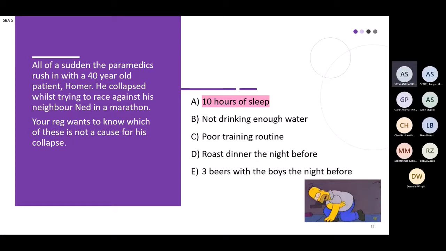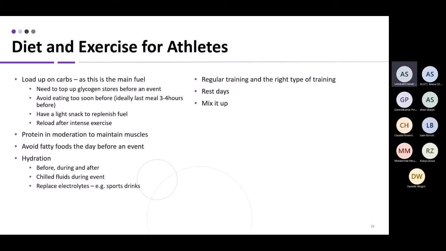Just going on to option D. This is a very heavy fatty meal. It's actually recommended to have a more carbo-loaded meal the night before an event, so your body has sufficient fuel to get through, for example here, the marathon. In general, with diet and exercise for athletes, like I said before, it's important to load up on carbs, as this is the main fuel that you need. You need to top up all your glycogen stores before an event.